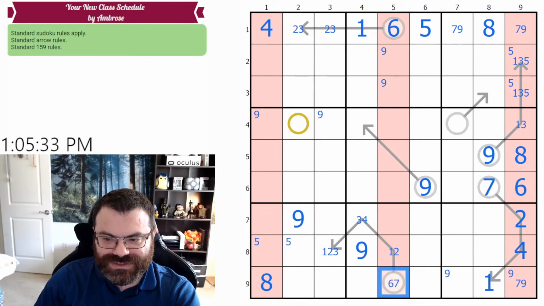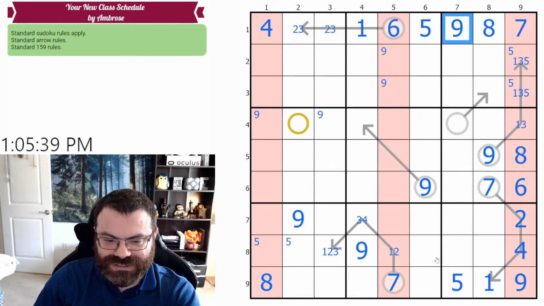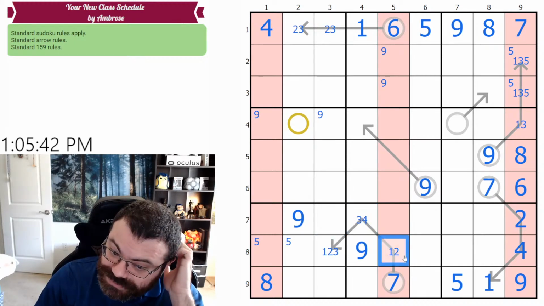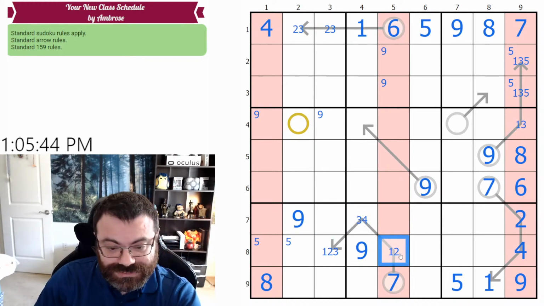And 5 can't be in 6, so that's a 7. And that's a 5, that's a 9, and that's a 7, that's a 9. Very cool. So now this could be repeated 3s with a 1, or we could be 1, 2, 4.